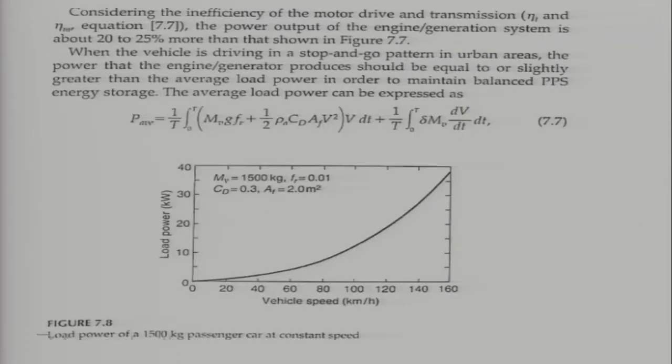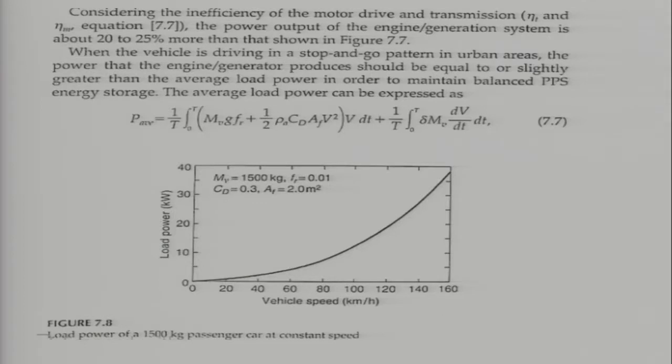In the next graph, for a particular, say, 1500 kg passenger car of a particular make, this variation has been shown: vehicle speed versus load power. As vehicle speed increases, the load power also increases, in an almost linear fashion. You can see a little curve here, otherwise it is almost linear. These are the parameters given in the equation here: M, V, FR, CD, AF and so on.